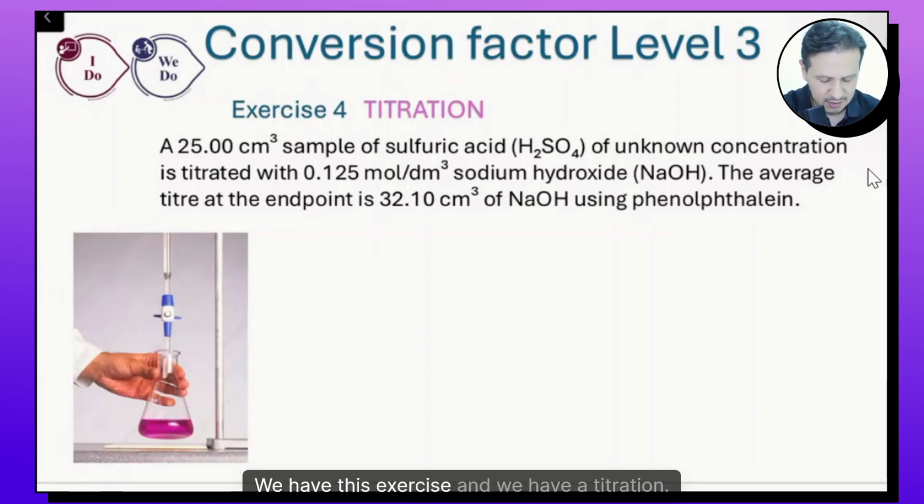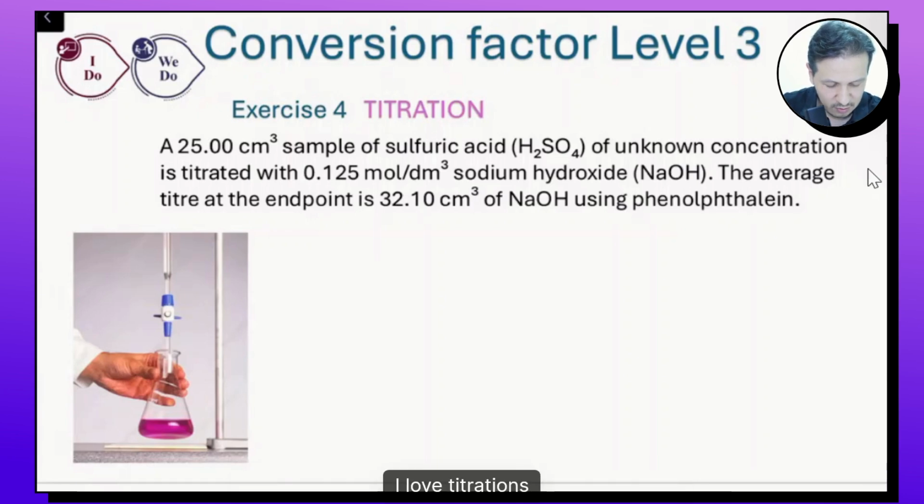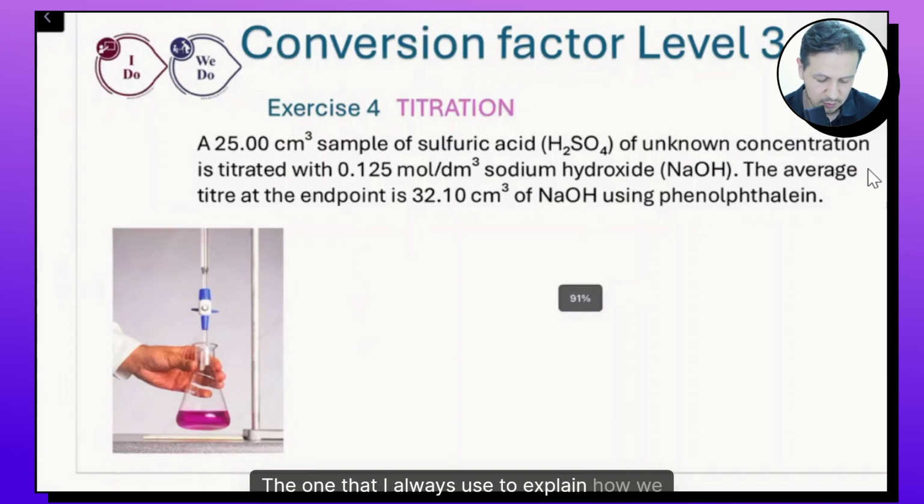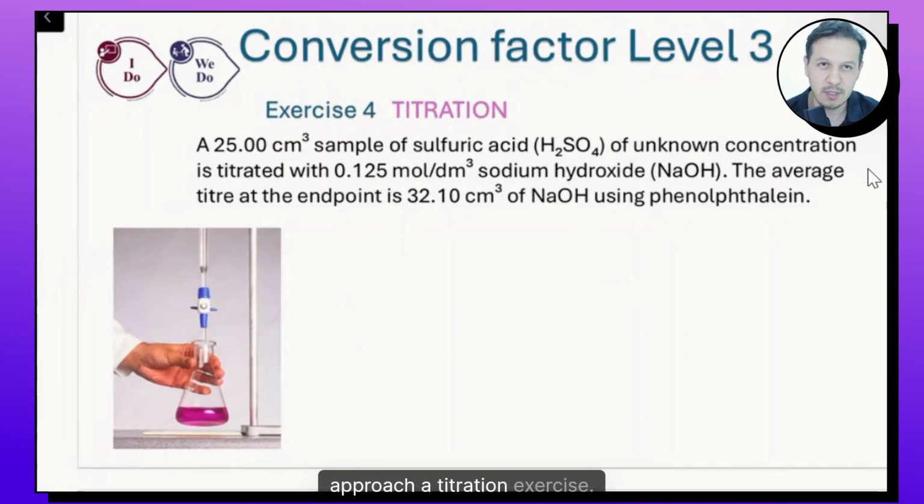We have this exercise and we have a titration. I love titrations because you can develop many skills, not only math skills and chemistry skills, but also you need to imagine a lot of things. I don't need to draw this one, the one that I always use to explain how we approach a titration exercise. So here we have this diagram.